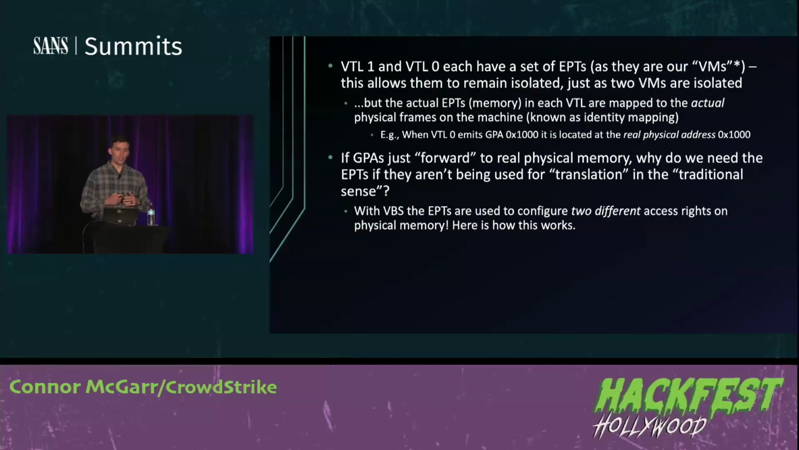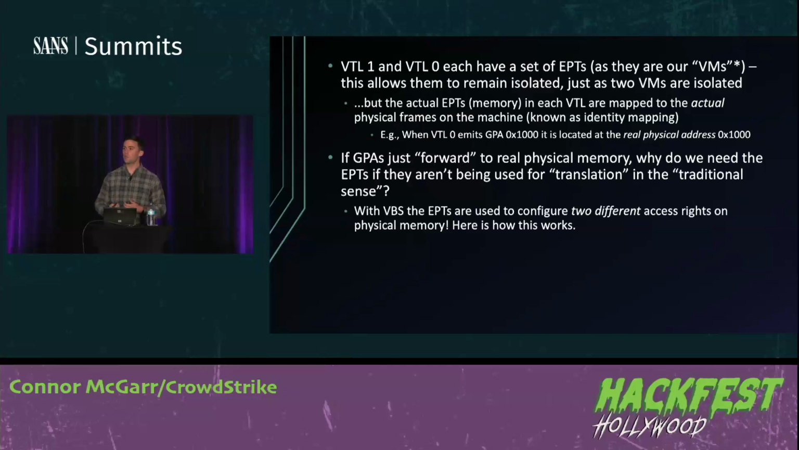But all of the extended page tables in each VTL are actually mapped to the physical frames on the machine. So what I mean by that is earlier we saw an example where physical address 1000 in the VM was really 4000. Well, in context of VBS, physical address 1000 is still mapped to real physical address 1000. So you may be wondering, Connor, this sounds dumb. Why do we have these extended page tables if they just forward on to regular memory?